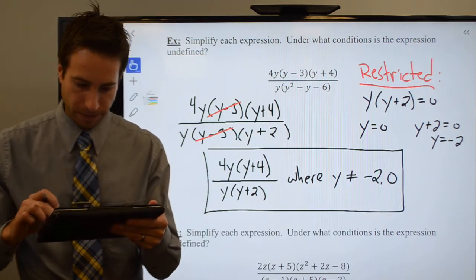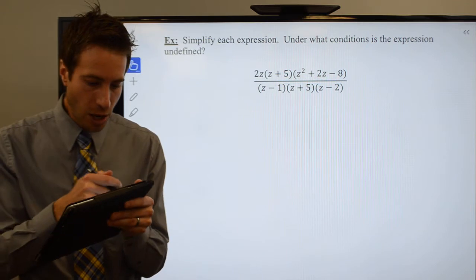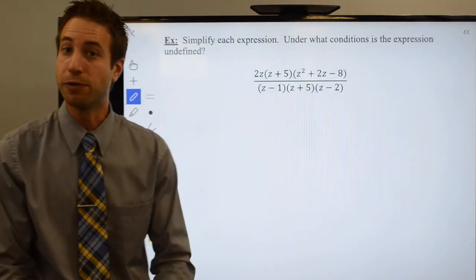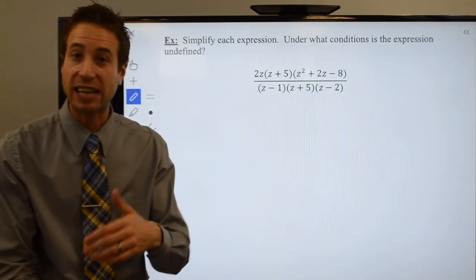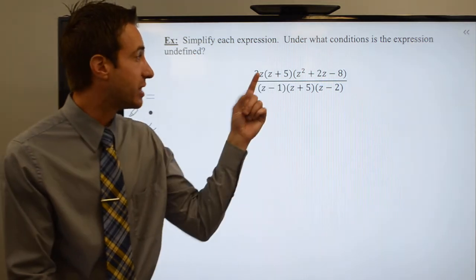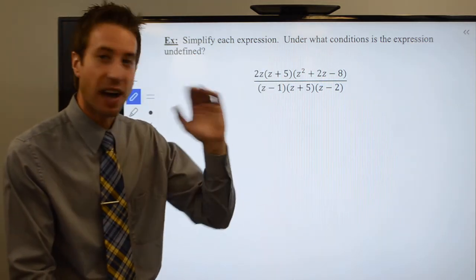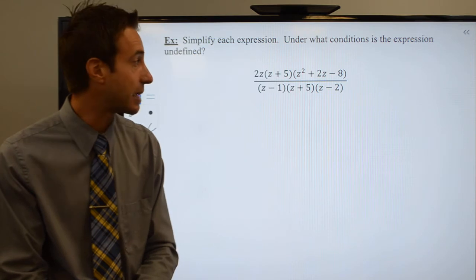Let's go and do another one. All right, exact same thing here. We just need to first take a look at factoring if there is any. 2z, I can't do anything with that. X plus 5, that's already been factored. I can't do anything with that.